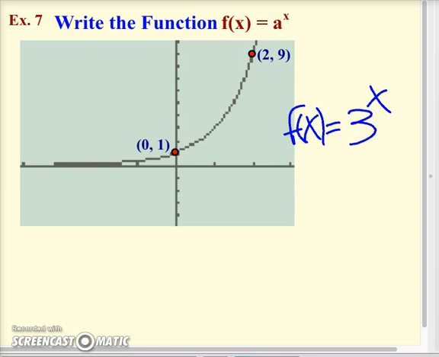Now, if you're not sure, just check it out. Of course, it works for 0 because anything to the 0 power is 1, but 3 squared is 9, and there you go.